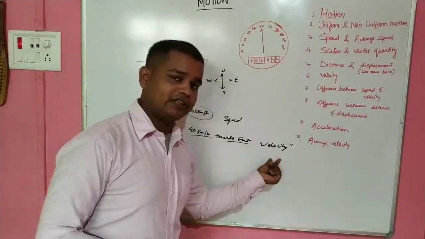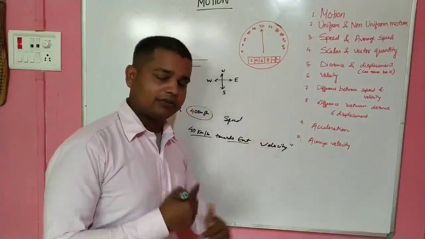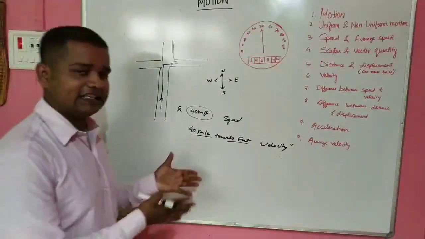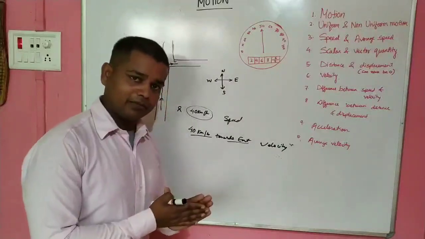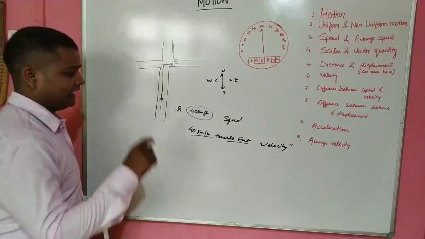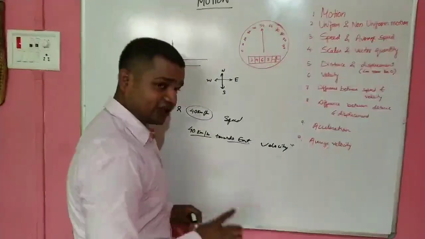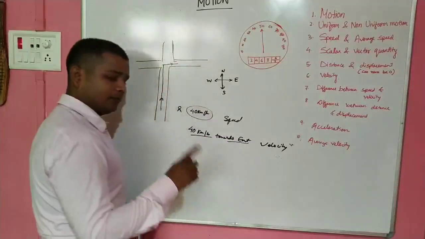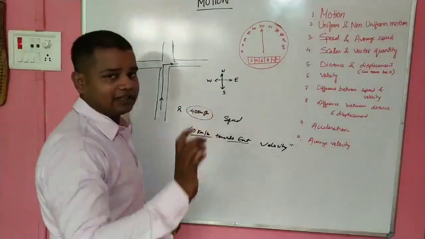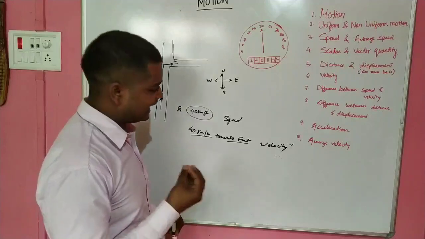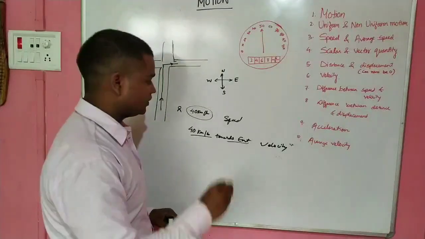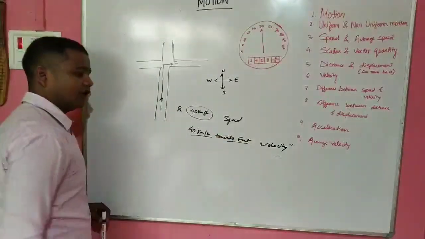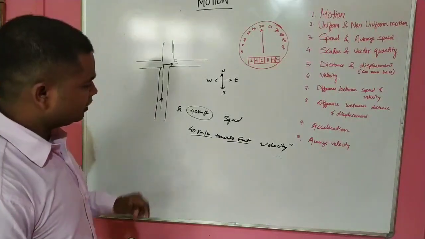So now, what will be the definition of velocity? Just add direction in the definition of speed. What was the definition of speed? Speed of the body is defined as the distance traveled per unit time. And what will be the definition of velocity? Velocity of the body is defined as the distance traveled by the body per unit time in a given direction. Simply you have to add direction in the definition of speed and we get the definition of velocity.